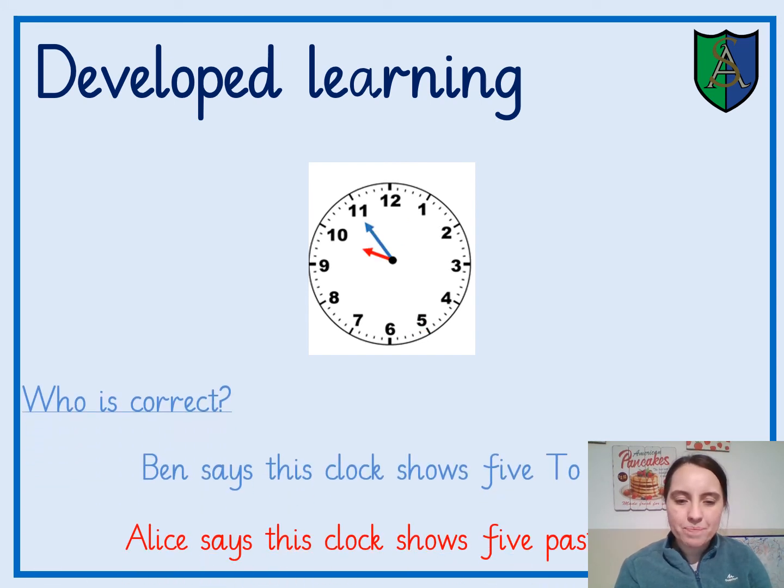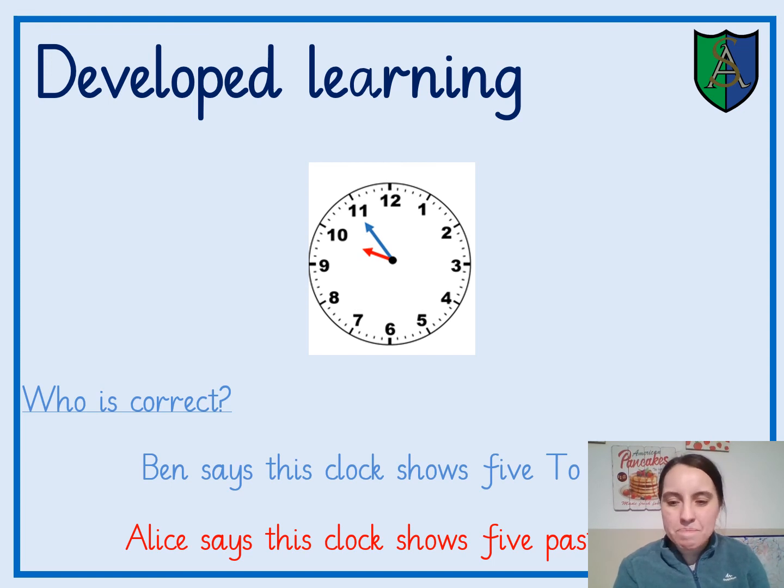Let's read another one. Ben says that this clock shows 5 to 10. Alice says that this clock shows 5 past 10. Who is correct? Pause the video and have a little discussion about who is correct and why.